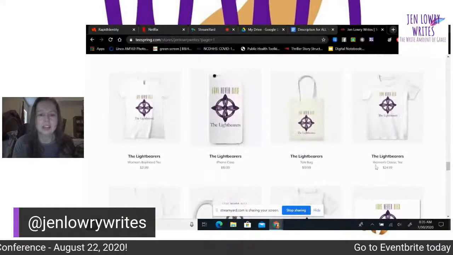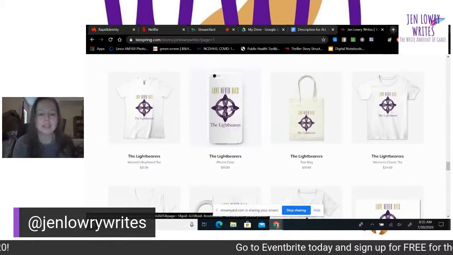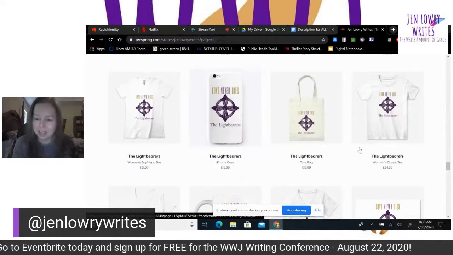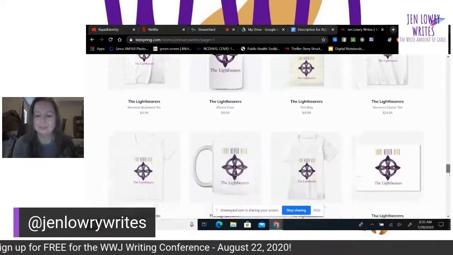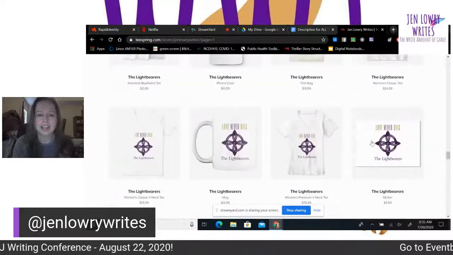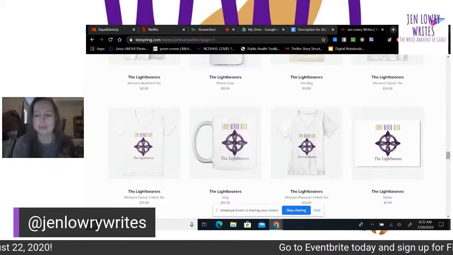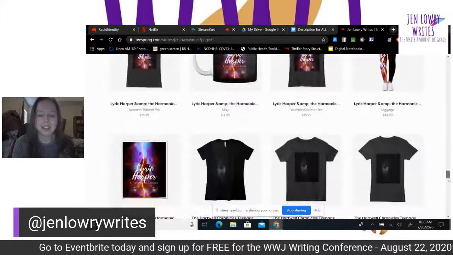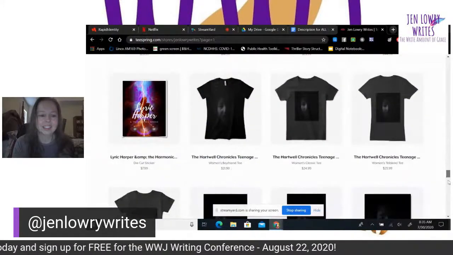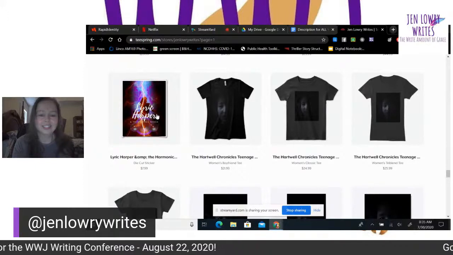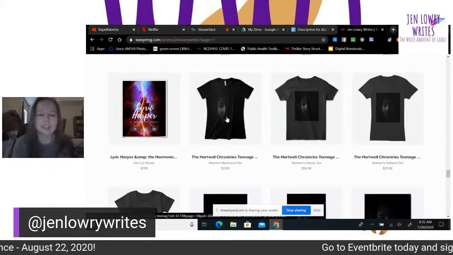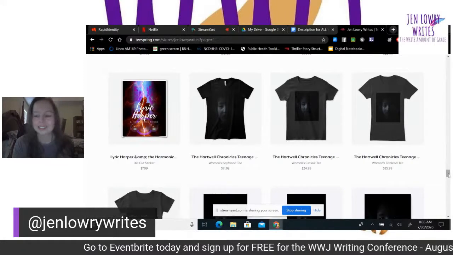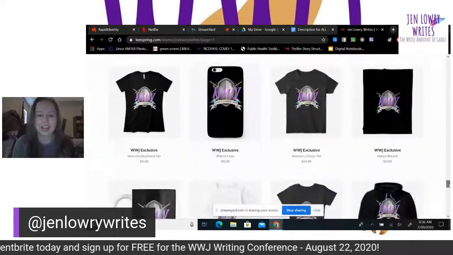And then Love Never Dies, The Light Bearers. This is my Scottish trilogy. I absolutely love the Light Bearers series. I definitely want that coffee cup. Okay, here's my Lyric. Look at that sticker. And there's my Hartwell Chronicles. I'm actually going to get the Hartwell Chronicles for Halloween.